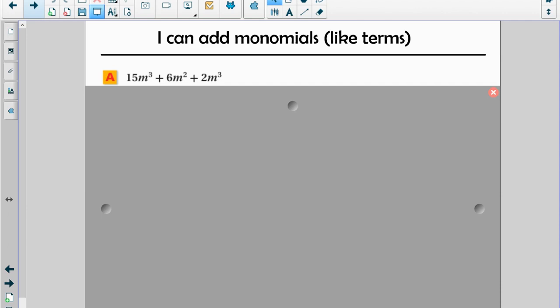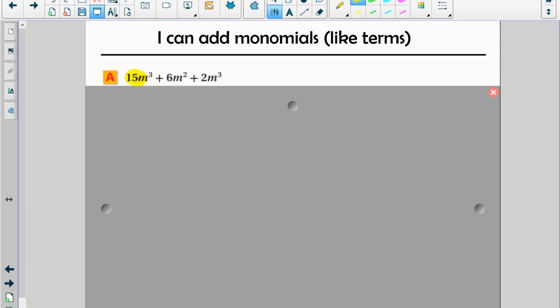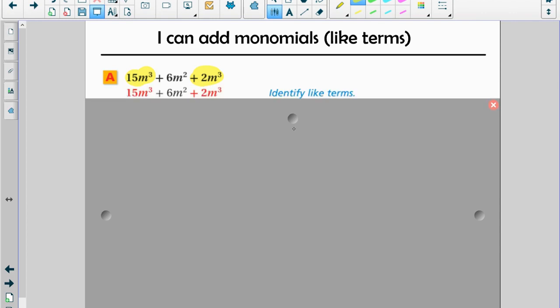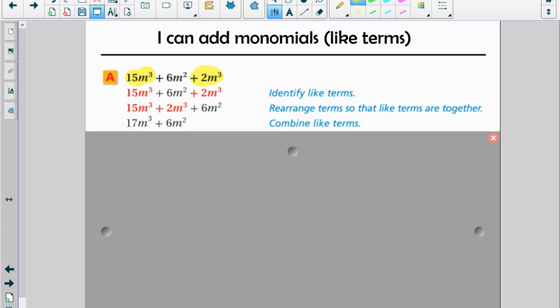For example, we have 15m cubed plus 6m squared plus 2m cubed, and I notice that I have two terms that have m cubed as the variable part. So those are the like terms. Those are the ones that we want to add together. And when we add 15 and 2 together, we get 17 as the new coefficient. So it's 17m cubed plus 6m squared.